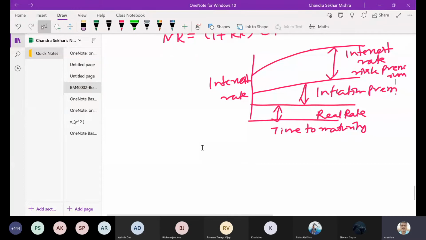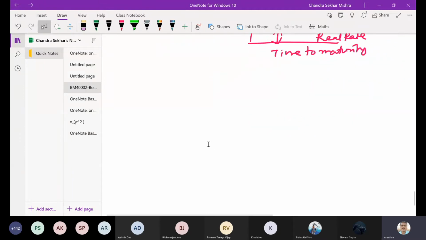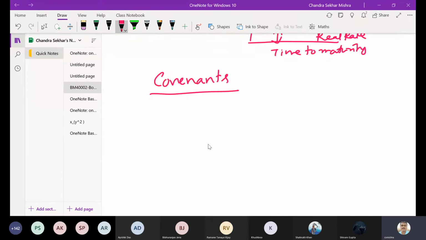Right. And let me tell you about certain conditions when the bond holders can feel comfortable. Now I'm talking about a bond which is a secured bond. Let's say a corporate bond is a secured bond as such. So a secured bond will have some covenants. Covenants means some restrictions that will be imposed on the company.